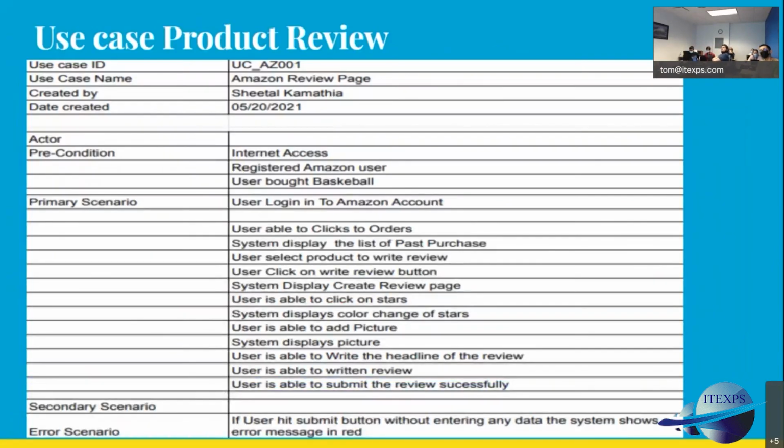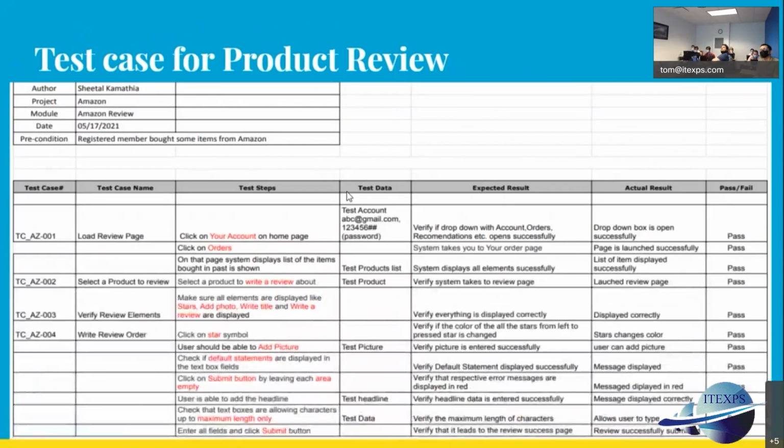And for the product review, we have developed a use case, and it has a precondition that is pretty much similar to the previous one, and one more addition that the user already bought a basketball. Next one. And for the test case on the product review, we have tested load review page. We have tested select a product review, verify a review element, write a review order.